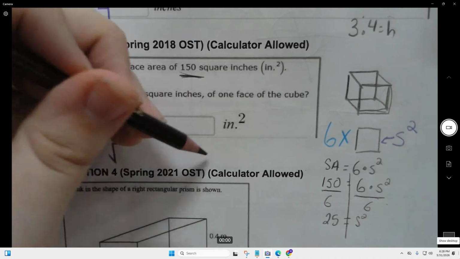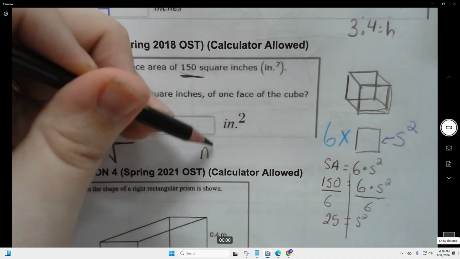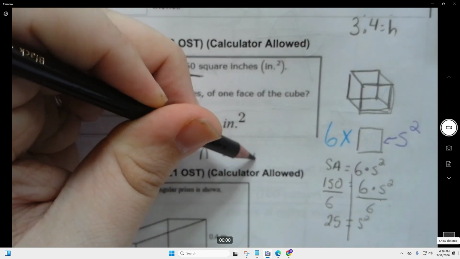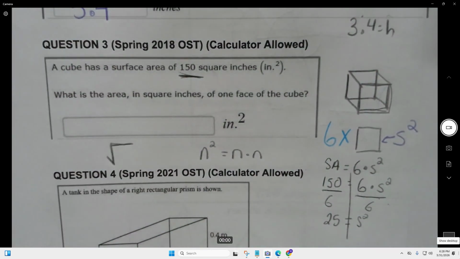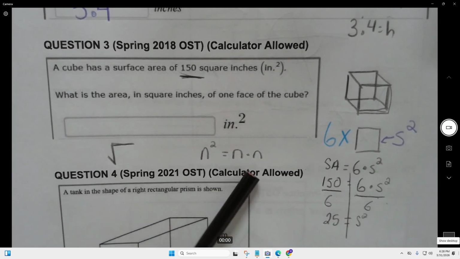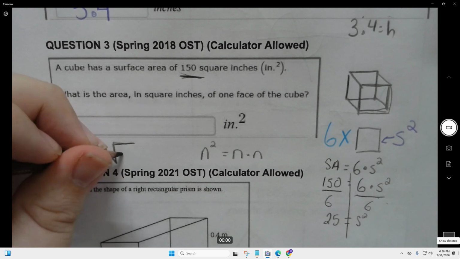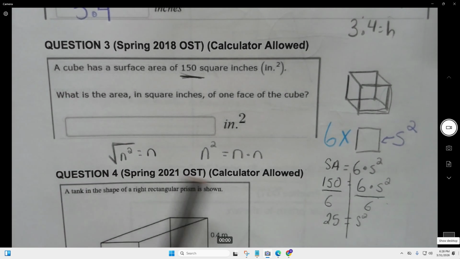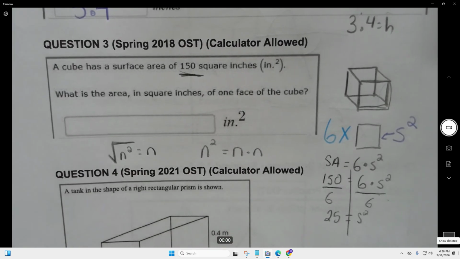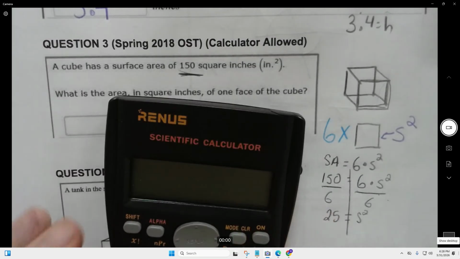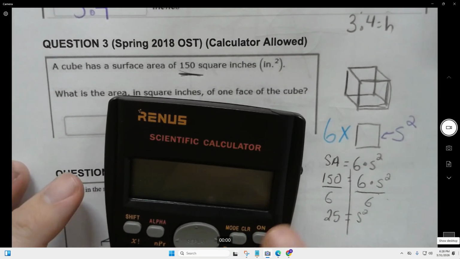If n squared is n times n, the square root is essentially finding out what you have to multiply to get n squared. The square root of n squared is n, because you multiply n by itself to get n squared. Now, how can we do this in the calculator?